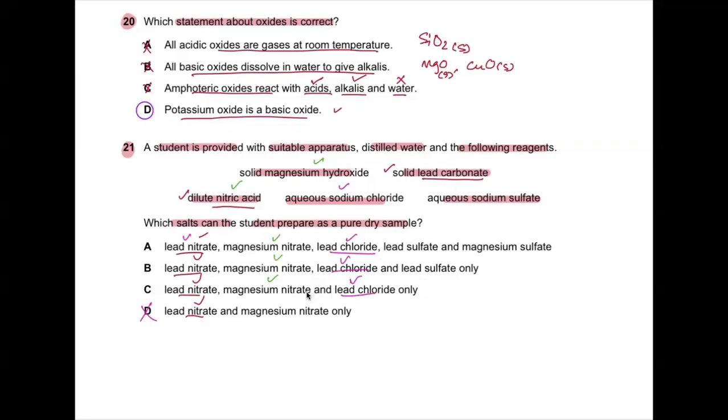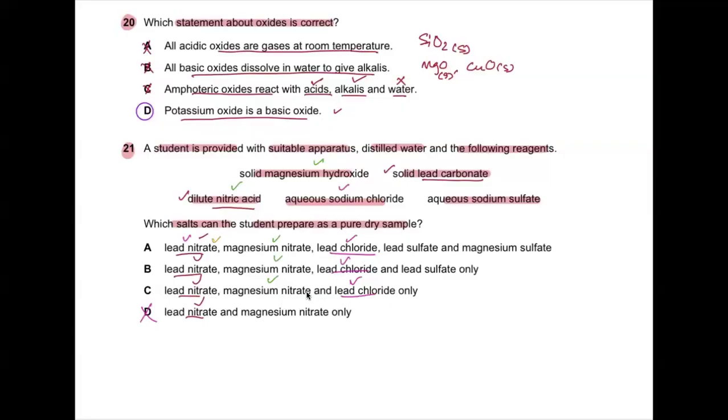Now we are left with lead sulfate and magnesium sulfate. By reacting the lead nitrate formed with the sodium sulfate, we are able to get the lead sulfate as well, because the lead salts except lead nitrate are all prepared by the precipitation method. So we need to mix the aqueous solutions. So that is correct.